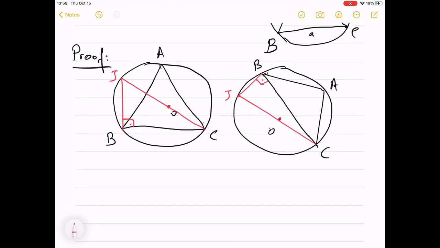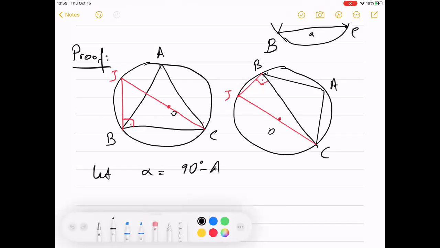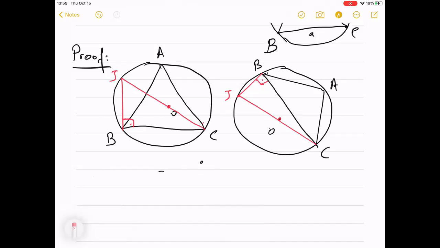Next, now let alpha denote, I guess, 90 minus A. Why did I say that? I guess this is not necessary. In case, I will let you know. This may be incorrect.